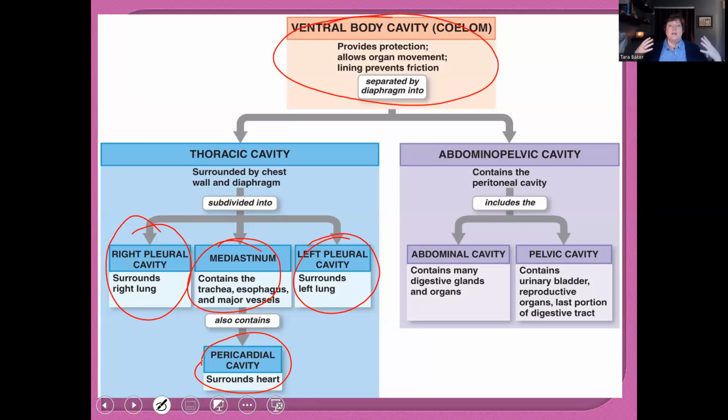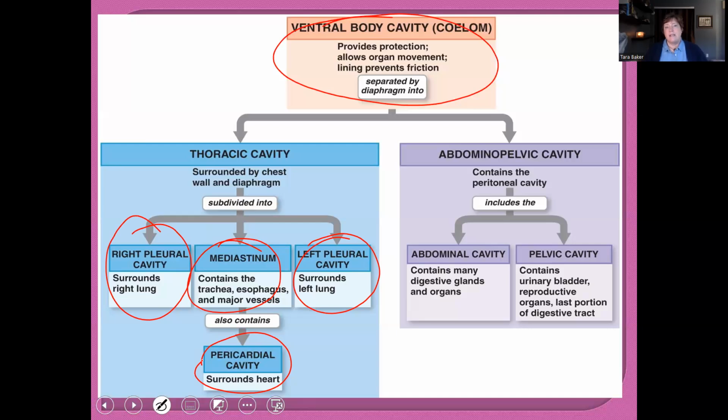So your body has a great big ventral cavity that is everything on the front side of your body. Above that, there's a huge bag that contains everything in your chest. And within that bag in your chest, there are three bags, the left and right pleural cavities and the mediastinum. And then within the mediastinum, there's your pericardial cavity in addition to some other things.